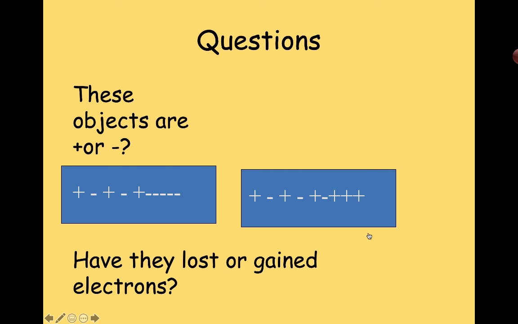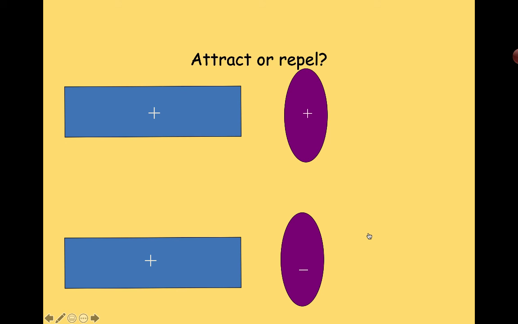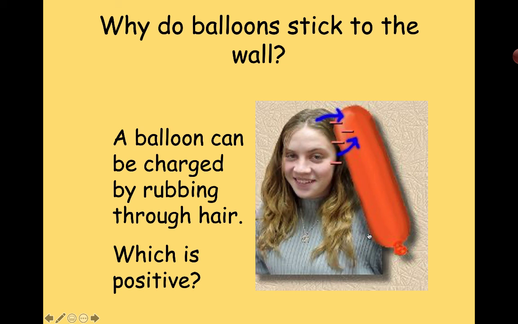So a few questions for you. These objects, are they positive or negative? Have they lost or gained electrons? You can work that out for yourself, I'm sure. Will these attract or repel? Again, you can work this out for yourself. And why do balloons stick to the wall? This is the first question we had, wasn't it?